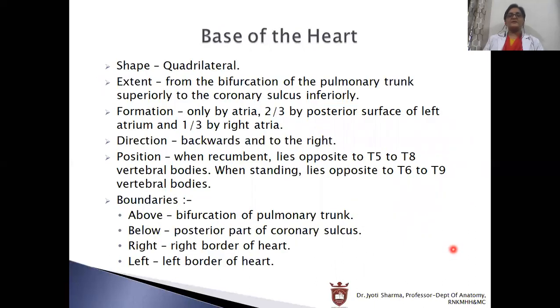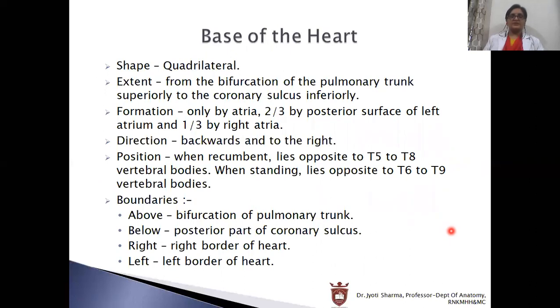Now we see the base of the heart. It is quadrilateral in shape. It extends from the bifurcation of the pulmonary trunk superiorly to the coronary sulcus inferiorly. When we see the formation of the base, it is formed by the 2 atria, 2/3 by the posterior surface of the left atrium and 1/3 by the right atrium. The direction of the base is backwards and to the right.